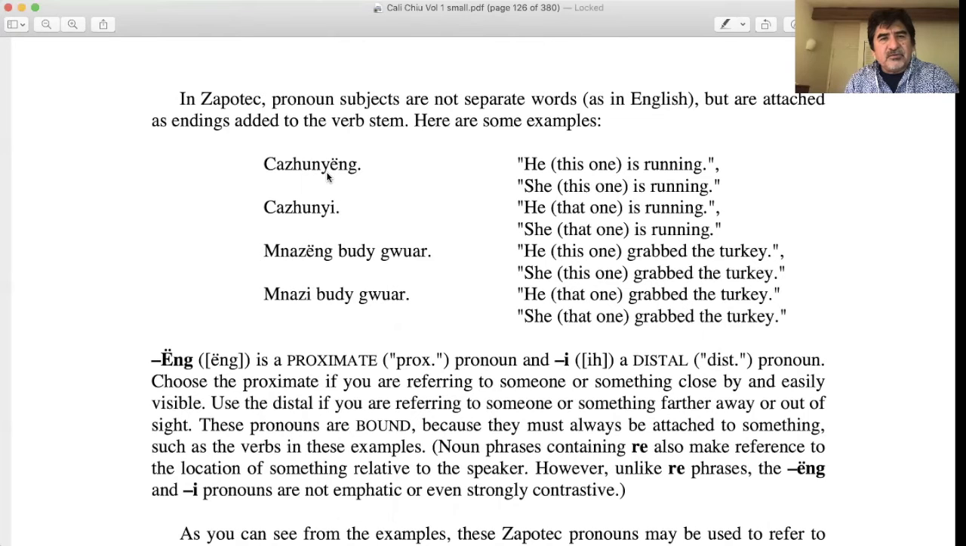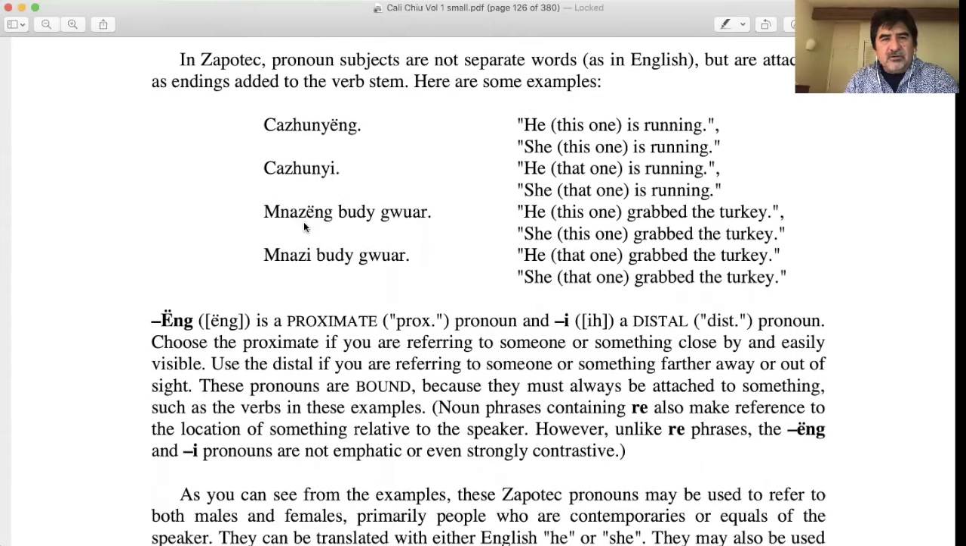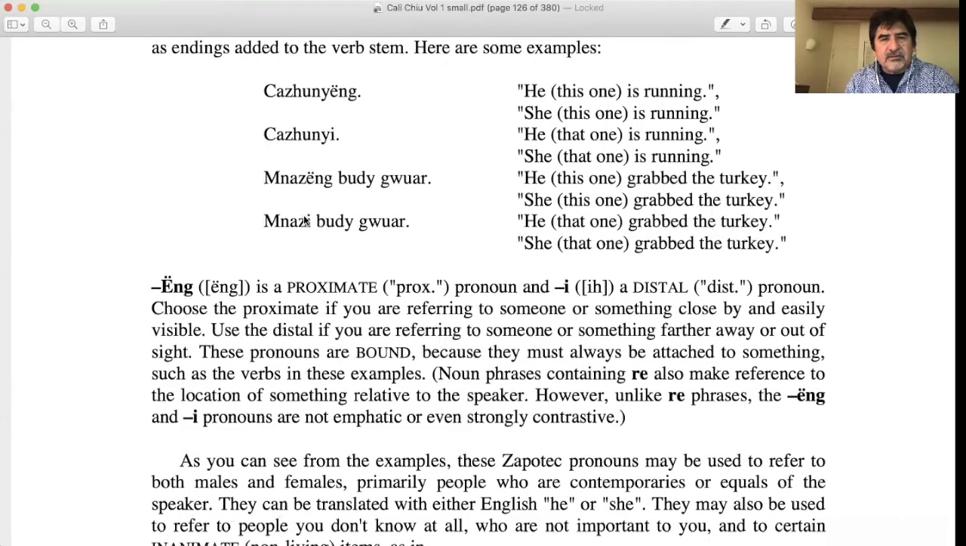For this example, for instance, for he or she is running, we can say kajunyan, right? This one is running, he or she. And then on the other one, we have the i, so it is pronounced kajuni. Or naasang with war, he or she grabbed the turkey, like this one, close to us. And then that one grabbed the turkey, can be he or she, nasi with whore.